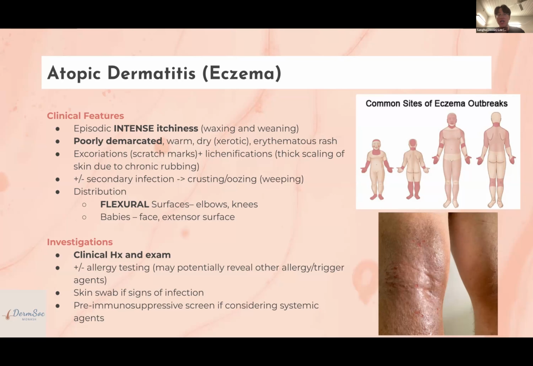And distribution-wise, you'll get them on the flexural surfaces of the elbows and the knees commonly. And on babies, you might find them on the face or the extensor surfaces as well. They're clinically diagnosed, but you can run some other investigations to look for other aspects of eczema.